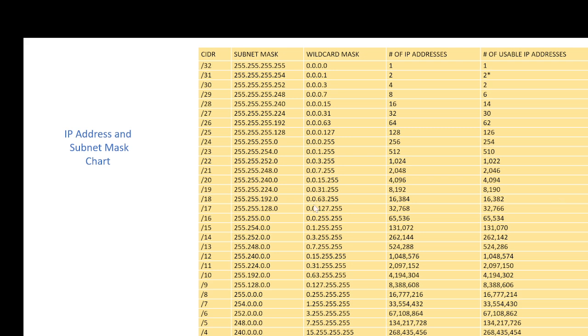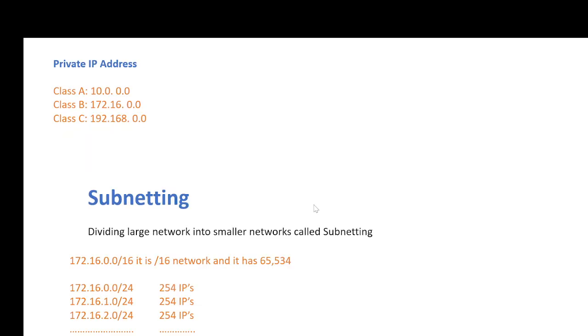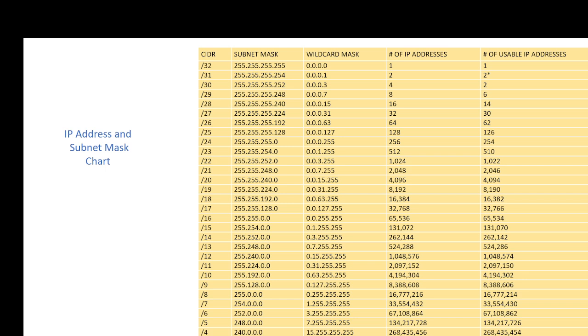Okay, so that's all with subnetting. Subnetting is a very simple concept. It's the process of dividing a large network into smaller networks. That is called subnetting. Since you already know these block values here, you can do the subnetting for however many IP addresses you want.